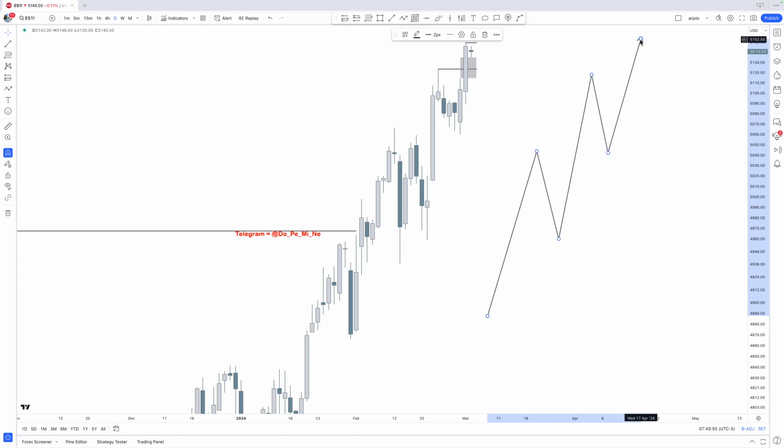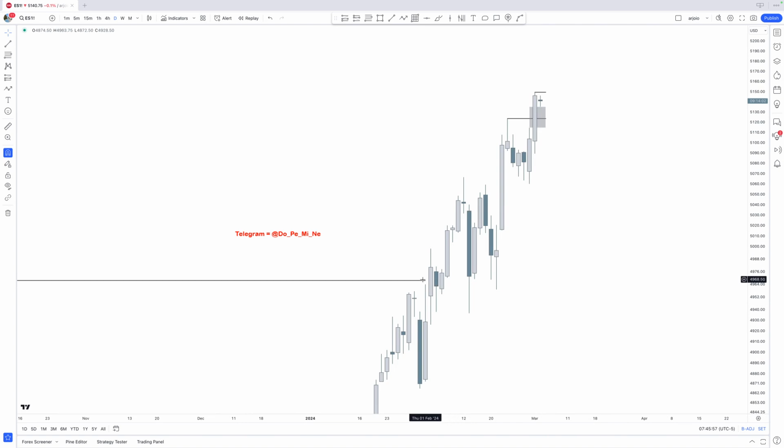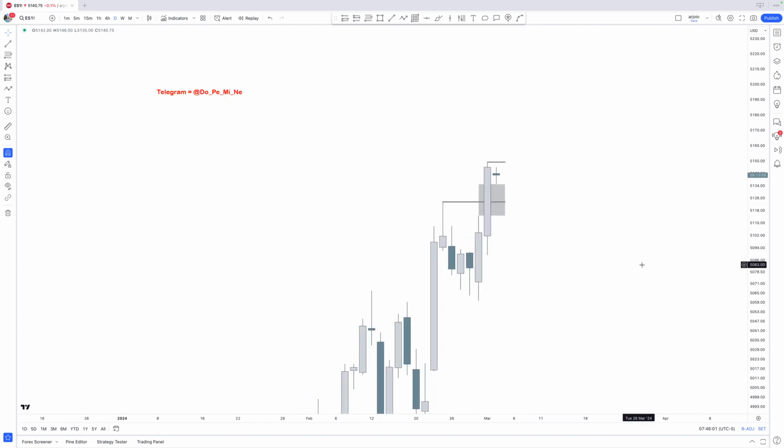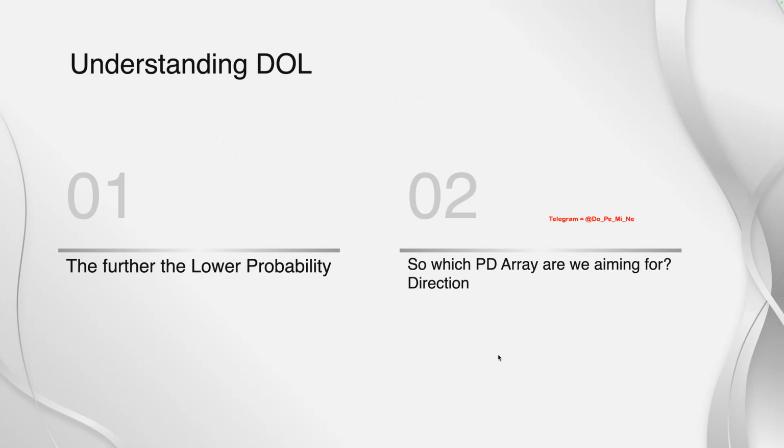To understand that is quite important, because that is something we are going to go over later on, because we need to understand where we are allowed to take entries as well. Now, moving on from that, which PD array are we then aiming for? That is where direction comes in. And the direction is something we are going to go over in the next few videos.